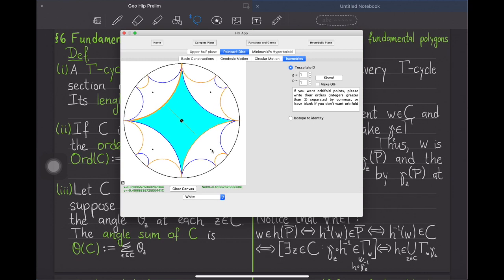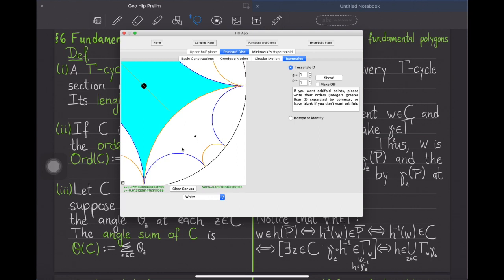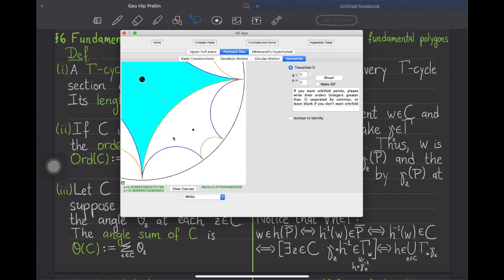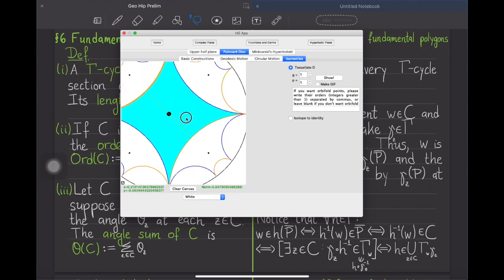But now let's see here. Now what I have is another fundamental domain. And now it turns out that I have a Mobius transformation in the Fuchsian group that sends the blue one onto the blue one and the orange one onto the orange one. And it lives in the group.